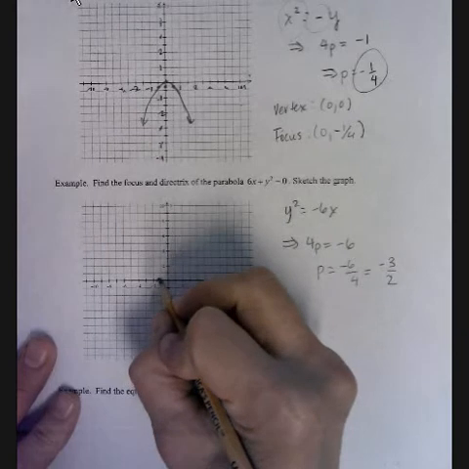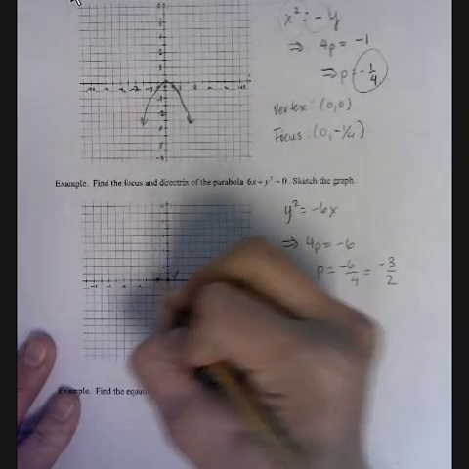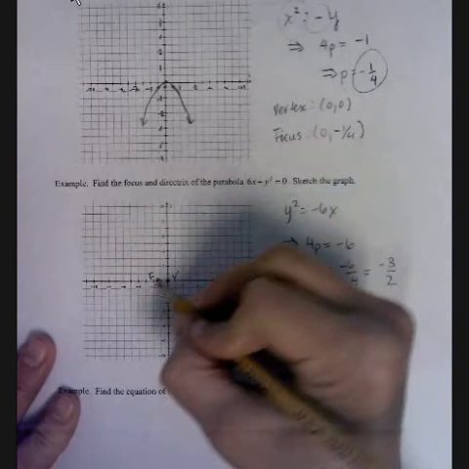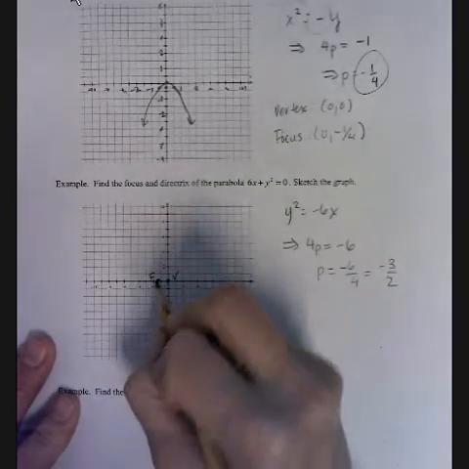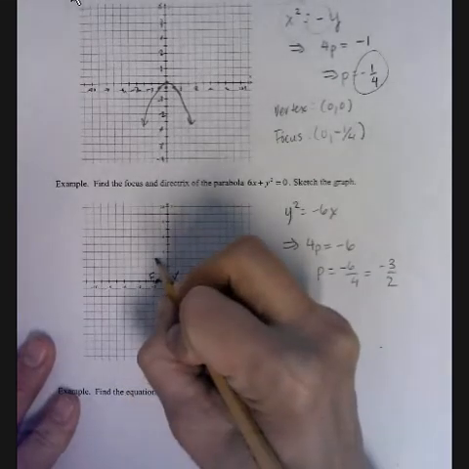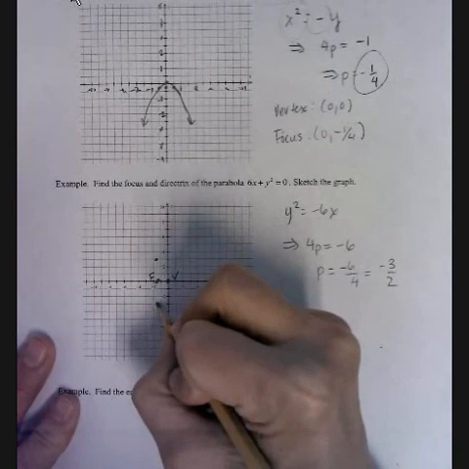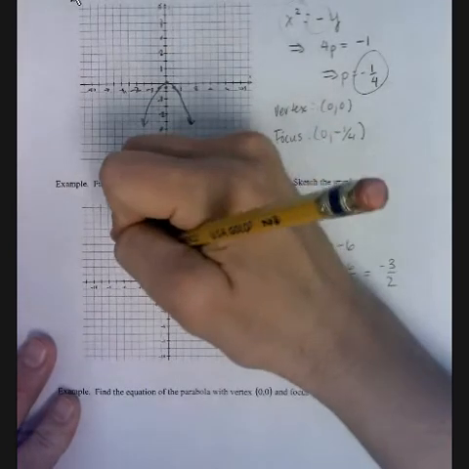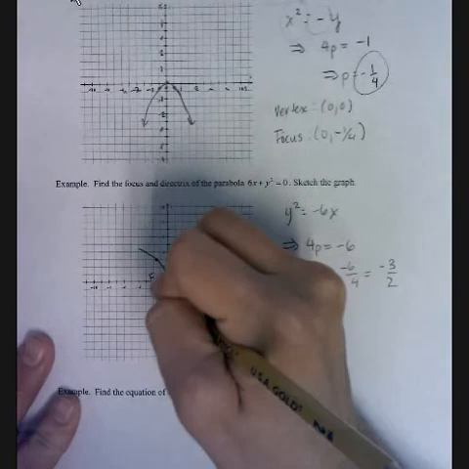So here's our vertex, here's our focus. So -1.5, if you double it, you get 3. So go up 3 and down 3 to get 2 more points on the parabola, excuse me. And here is our parabola.